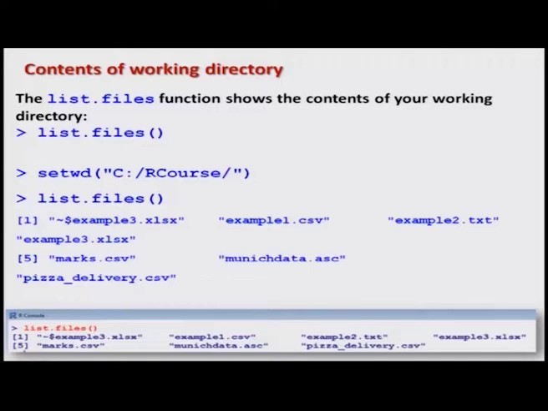So, first of all I will explain how we can see the content of the working directory. In order to see the contents of the working directory, we have a command here, list.files. So, we write list.files and the arguments. When we do so, this provides us the list of all available files in the working directory.